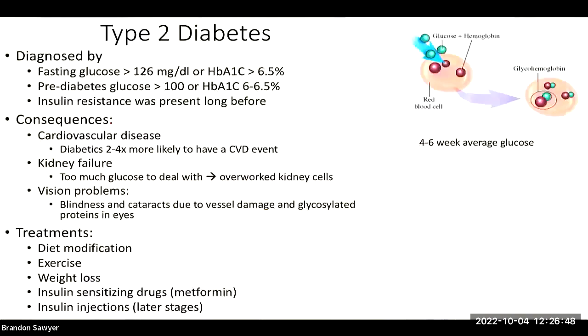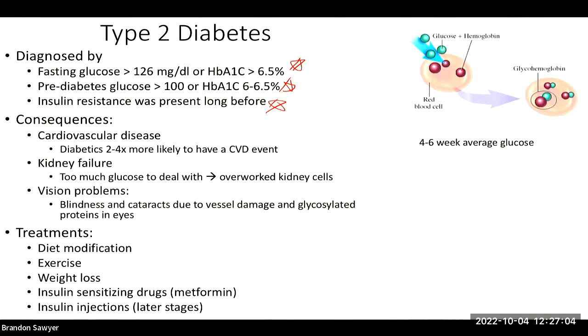Okay. So how do we diagnose it? It's all about glucose levels, right? So it could either be hemoglobin A1C or fasting glucose levels. Okay, but like I said, insulin resistance was present for a long time before that ever happened.